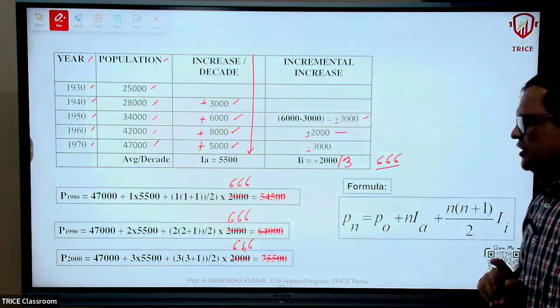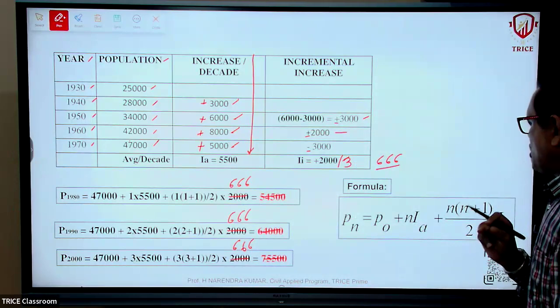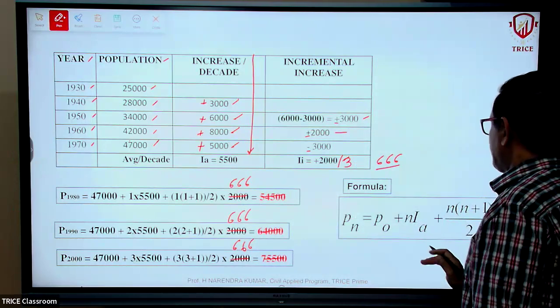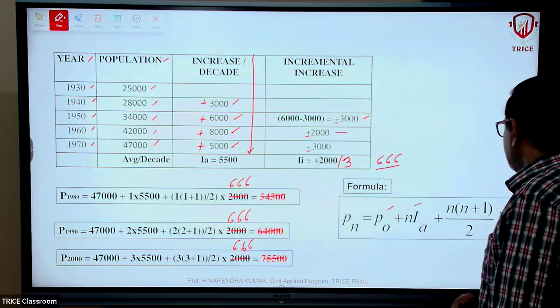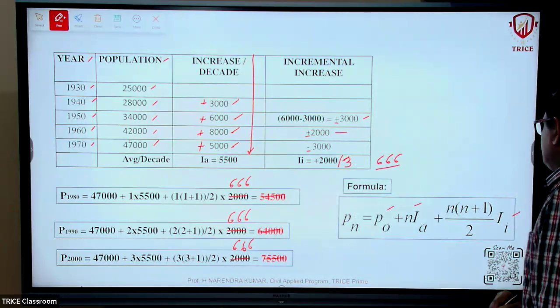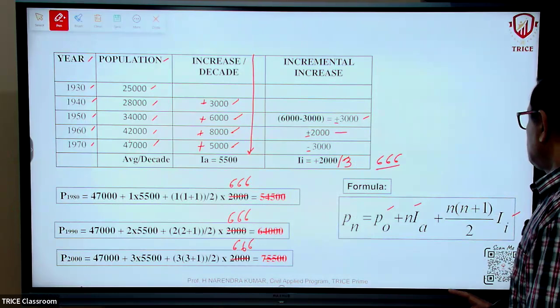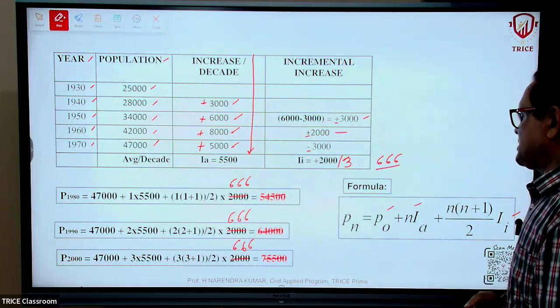There are 2 equations in the incremental increase, my dear student. Please understand. One is a direct formula: Pn is equal to P naught plus n into Ia plus n into (n plus 1) divided by 2 into Ii. This is one of the formulas. In the recent past, we are using this formula for the calculation.